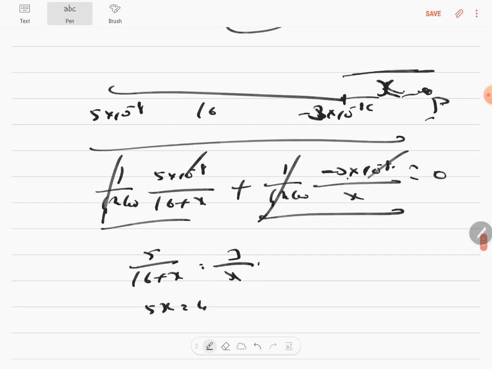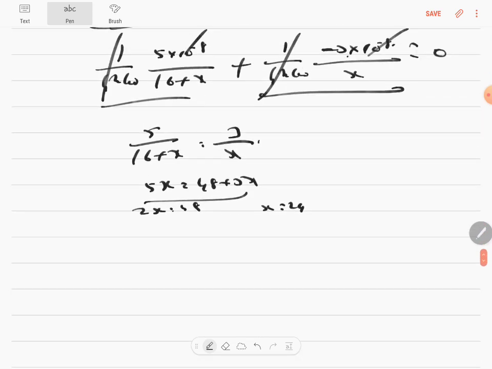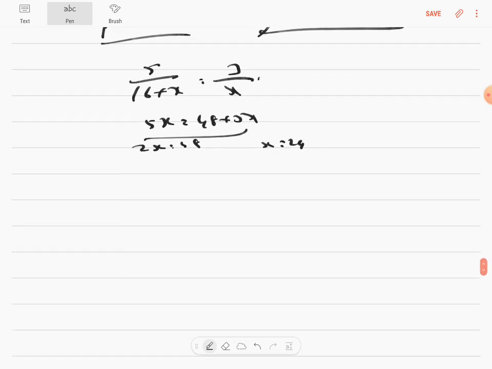So 5x is equal to 48 plus 3x, and so then 2x is equal to 48 and x is equal to 24. So then therefore it can also happen outside. Can you see? So then the potential can be 0 whether inside or outside, and so this is the way you have to think about.